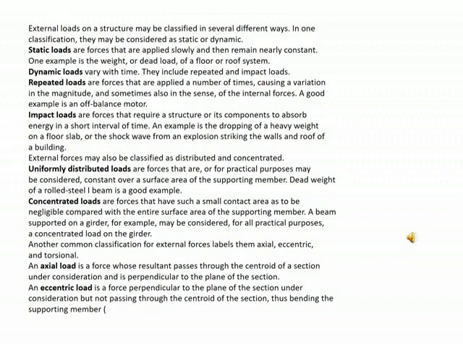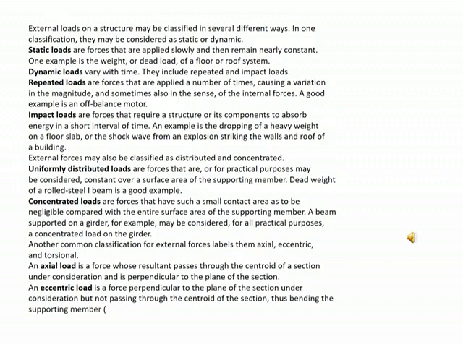Impact loads are forces that require a structure or its component to absorb energy in a short interval of time. For example, dropping a heavy weight on the floor slab will be an impact load, or a blast wave from an explosion striking the wall or roof of the building. So these are also impact loads.